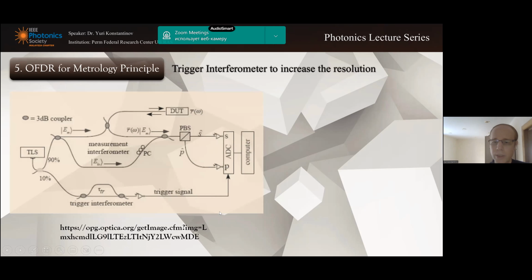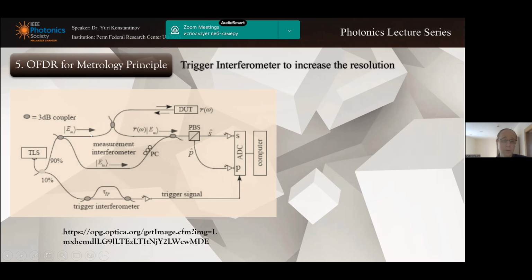It is the setup by Luna Technologies, I think, or some groups related with Luna Technologies. They usually call it a trigger interferometer or auxiliary interferometer. And how it works: we have the same laser. It has the same non-linearities within the signal, and the light goes to a coupler, and 90% of this light goes to the measurement interferometer, and just 10%, or even less in some setups, goes to the trigger interferometer.